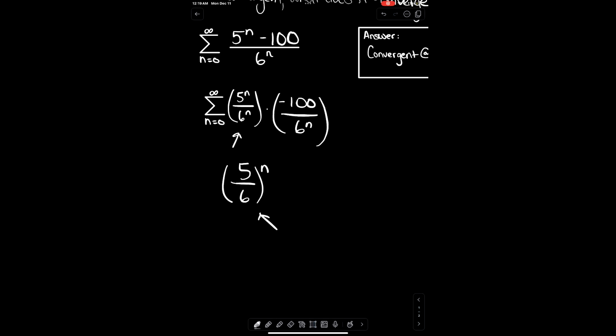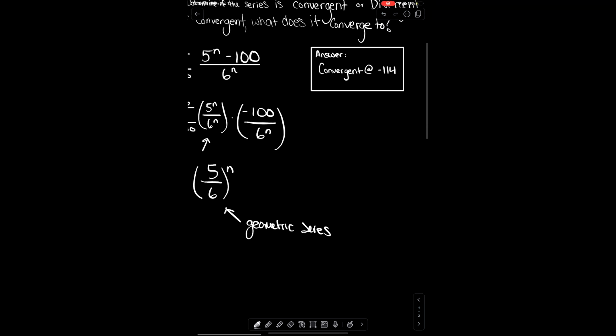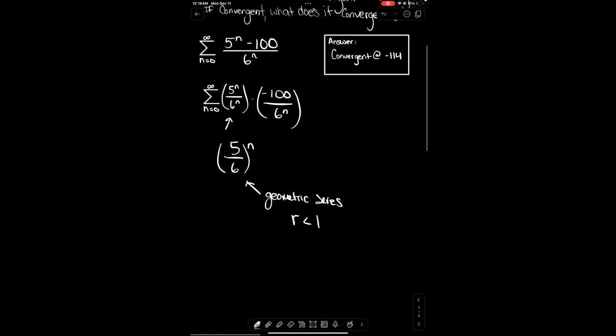we know that this is a geometric series. And with geometric series, we know that r has to be less than 1 for it to be convergent. And it is. So for this one, it converges to 1 over 1 minus 5 over 6. 1 minus r. All right.